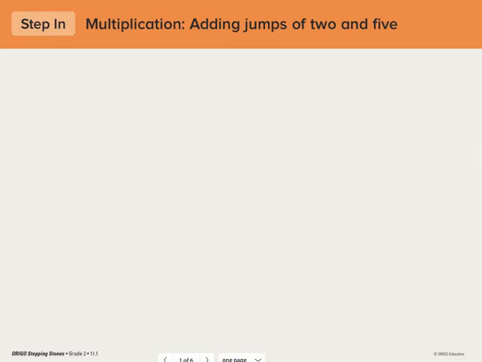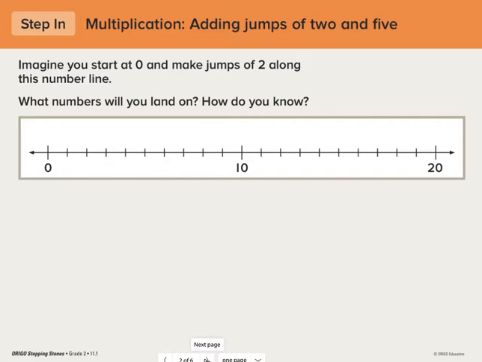So before we do the journal work, I'm going to have us do the step in portion together. So it says, imagine you start at 0 and make jumps of 2 along this number line. So we start right here and we're going to take jumps of 2 along the number line.